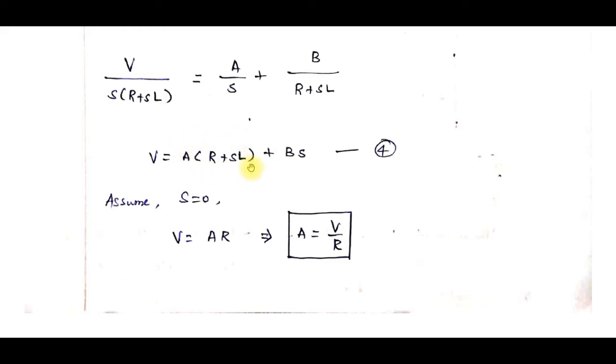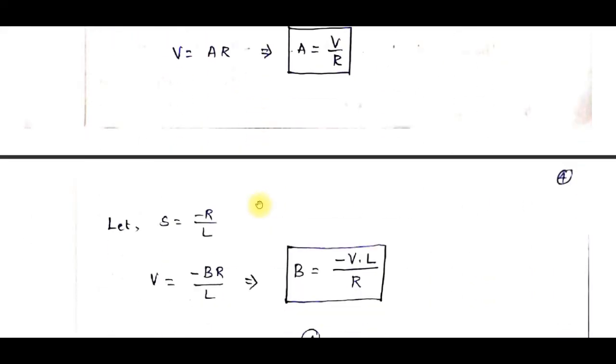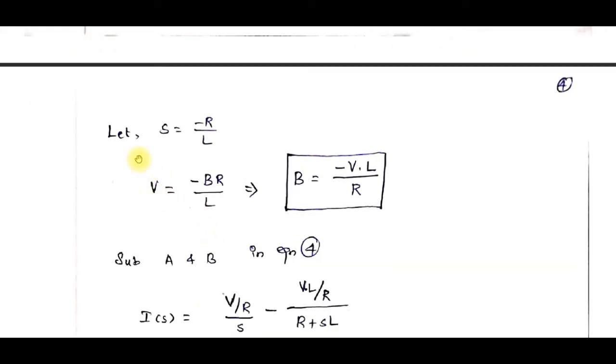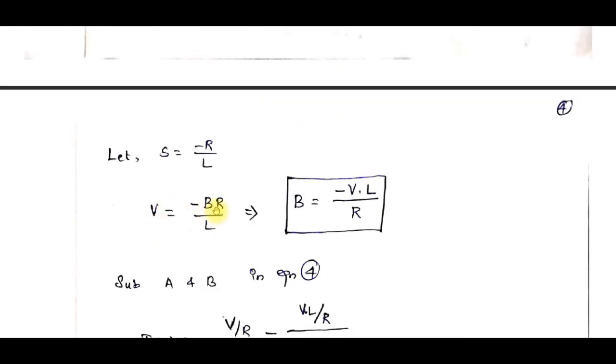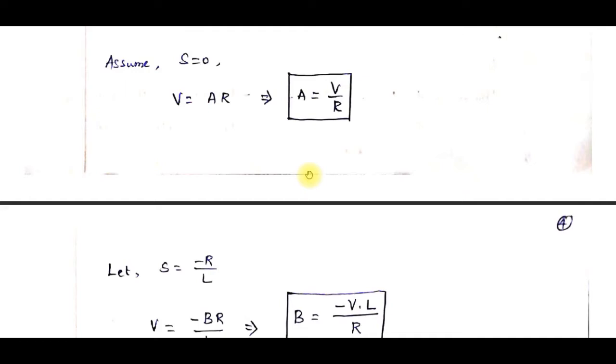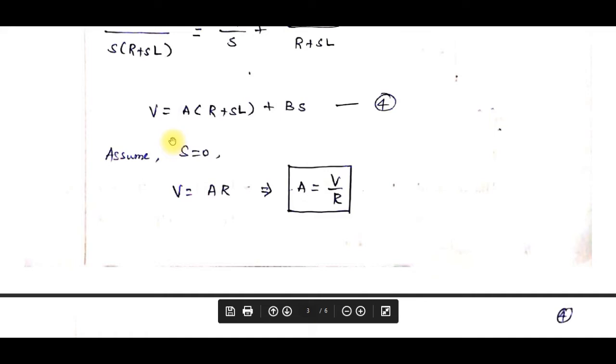For that we need to cancel this part, so R plus sL should be equal to 0. If we substitute R plus sL equal to 0, we will get s equal to minus R by L, right? So if we substitute s equal to minus R by L, this part will be cancelled. Then v equal to minus b into R by L. Then b equal to minus v into L by R. So we will get a and b values by substituting s equal to 0 and s equal to minus R by L. Okay, now substitute a and b values in equation number 4.